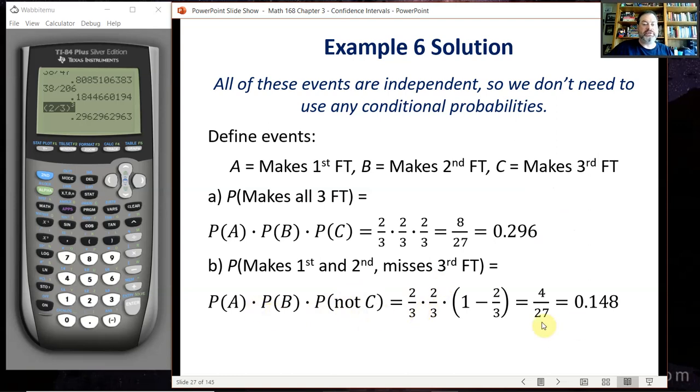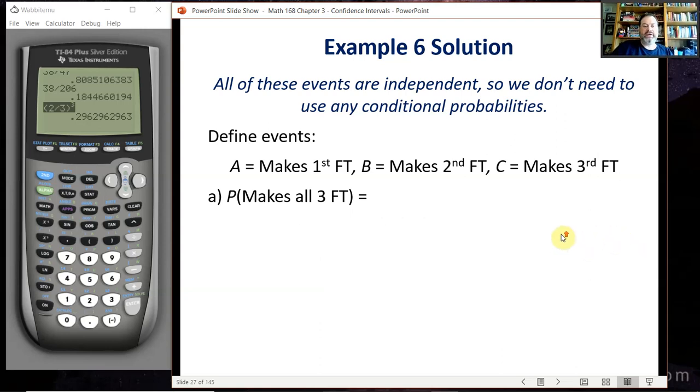So the first 2 free throws are still 2/3. We still multiply, but it's 1 minus the probability of C. Type that into your calculator and you get 0.148. So it's actually less likely that he's going to make 2 and miss the third one. It's actually more likely he'd miss any one of them, but we're not getting into all that. All right, and last one.